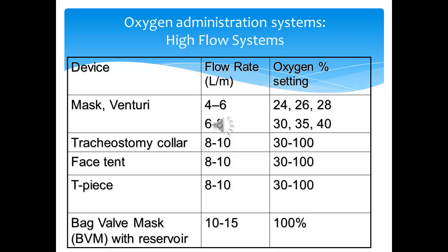Phase 10, mainly used for children, not so much in adults. T-pieces, not used so much anymore, but you still might see them in some institutions, really used for weaning patients off the ventilator. Bag valve mask, as we all know, is an ambu bag. The flow rate should be from 10 to 15 liters, and it correspondingly will give you 100% FiO2.